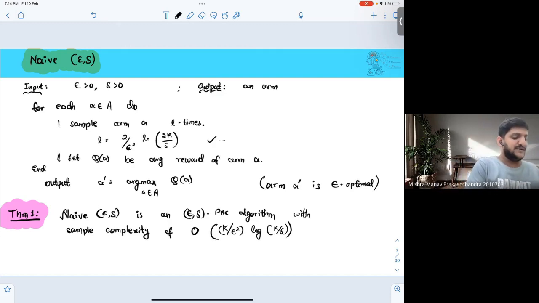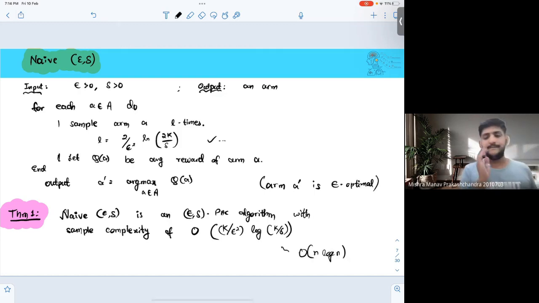So my sample complexity is basically O of K and there is log K. So if I look at it, this is more or less O log N, right? Because my epsilon and delta are constants. The question is, can we do better than this? Can we look at some other algorithm that gives me fewer arm pulls?